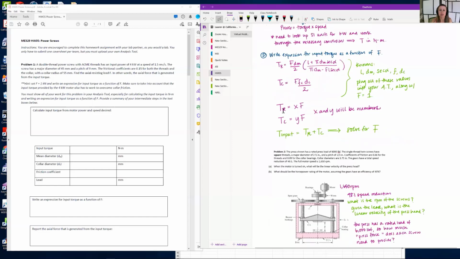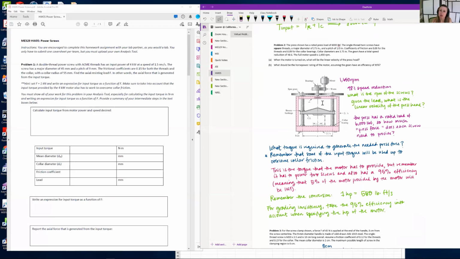What that will give you is TR equals some number X times F, and TC equals some number Y times F. Here X and Y will be numbers, based on inputting 1 for F and all of your known inputs. Then you have your input torque total provided by the motor. You can set that equal to the torque required to raise the load and overcome collar friction, and that's going to allow you to solve for F. That's really the gist of this problem, and I'm having you do this problem first because you're going to use this same process for problem number 3.